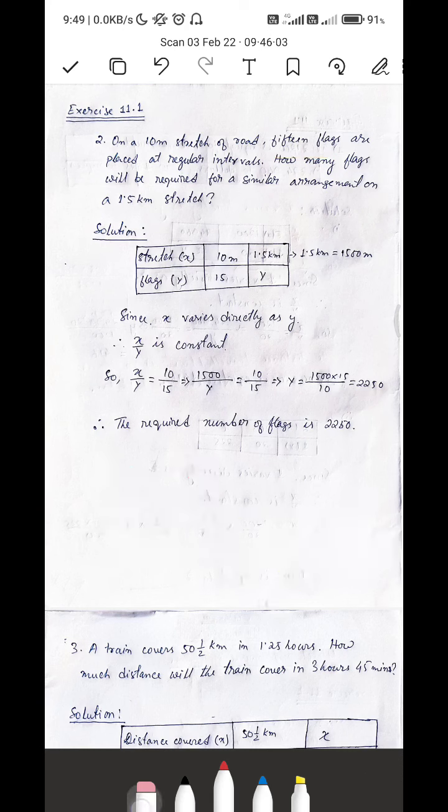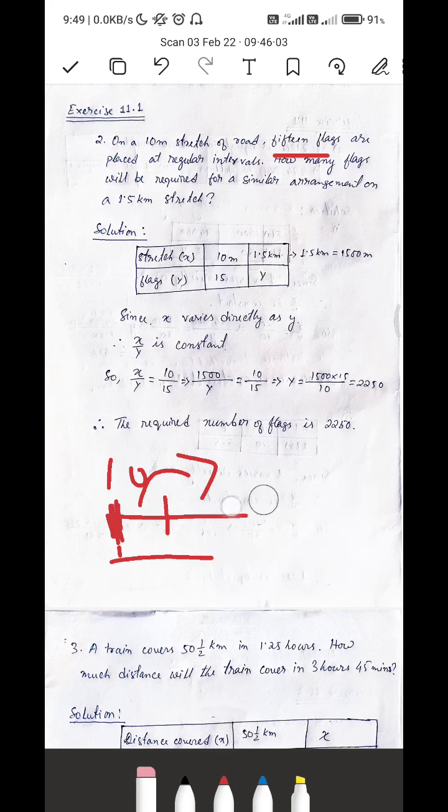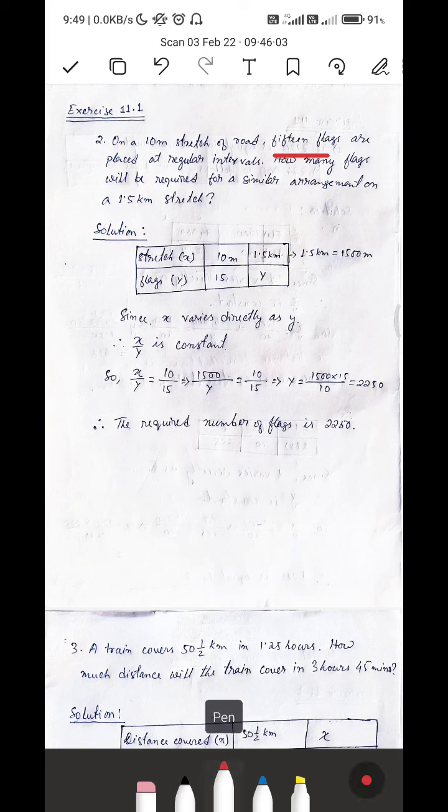How do we calculate it? Just start with the given. What is given here? This is stretch. We have taken it as x, and flags, number of flags, that is as y. So for a 10 meter stretch, how many flags are required? 15. For 1.5 kilometer, we don't know, so we keep it as y.